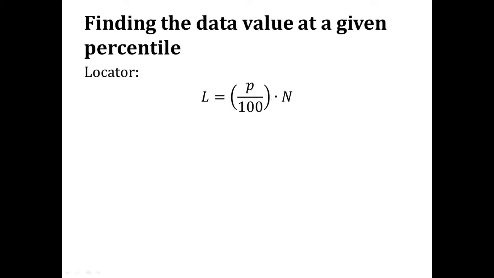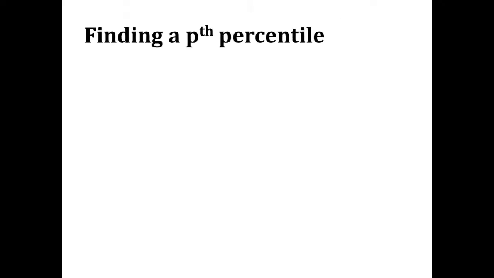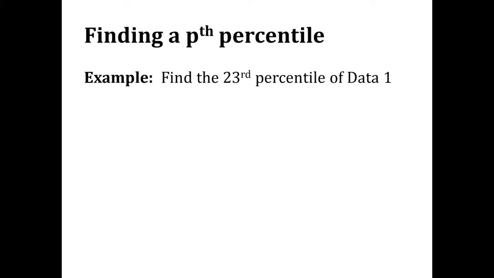And so let's go ahead and start with one example. Let's say we want to find a P percentile. In my example, let's find the 23rd percentile of data 1. The 23rd percentile indicates that from where our value stands, it's going to have 23% of the data below it.